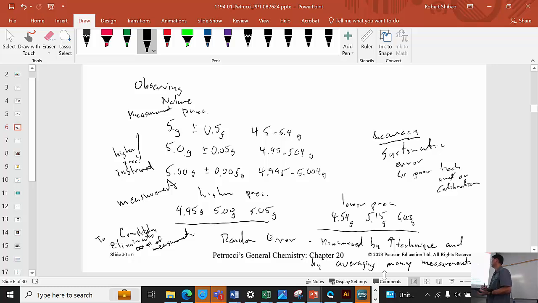So the balances that we use are calibrated before every semester. So we start off the semester with calibrated balances. Sometimes these instruments can drift and give incorrect readings, and those would be systematically too high or systematically too low. Sometimes systematic errors are hard to avoid, so we correct those.